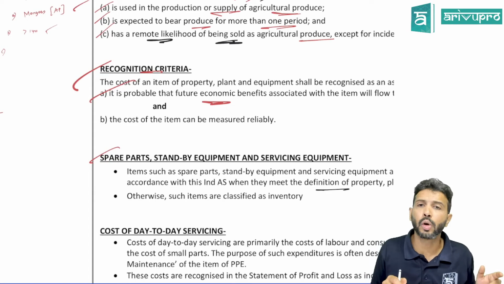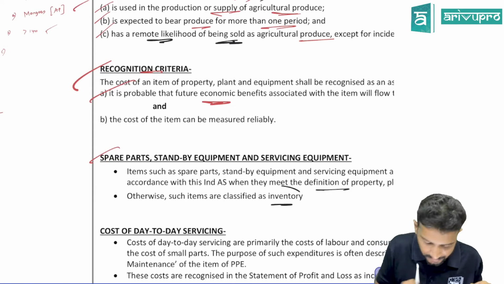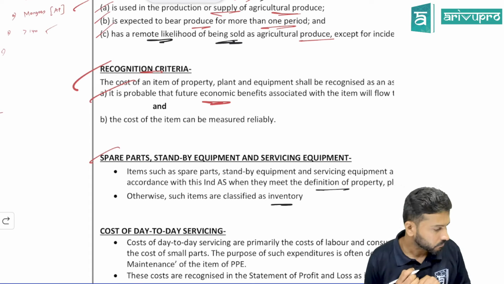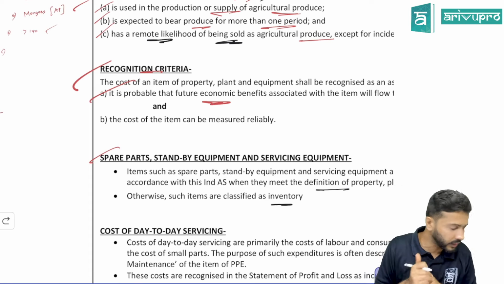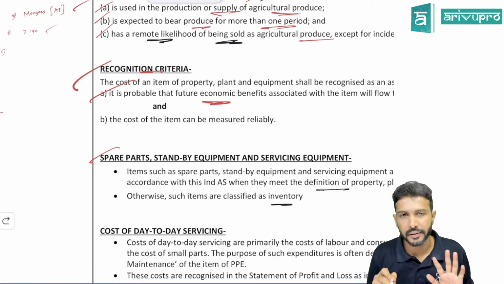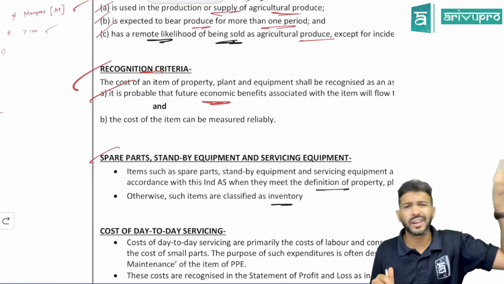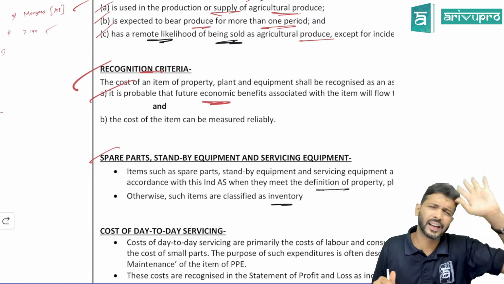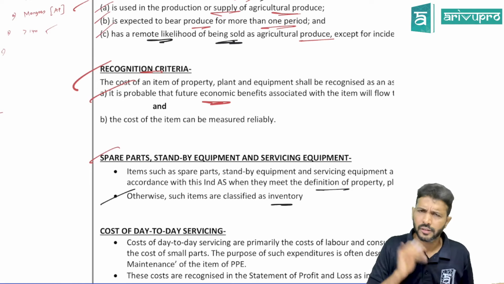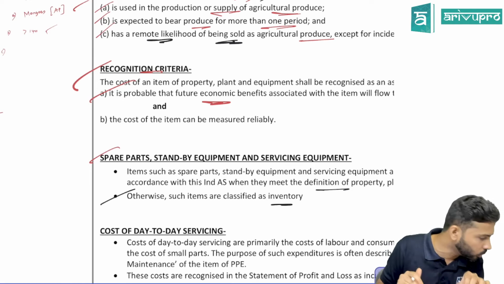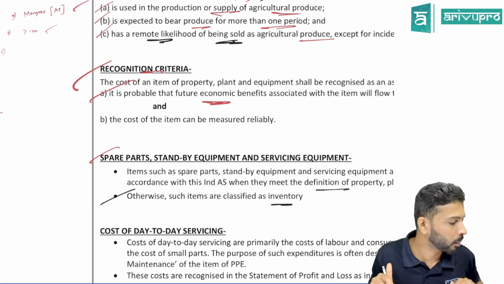So if it fails, what to do? Then there is a specific clarification that you classify this as inventory. If recognition criteria is not satisfied, then classify it as inventory. If it is inventory, what will happen? There is an inventory standard, IND AS 2, that will get triggered. Let's not go there for the time being. We are right now restricting ourselves only to IND AS 16. Any problem, anybody?